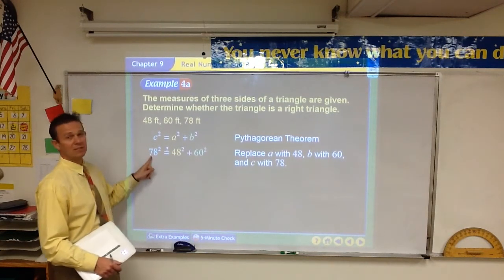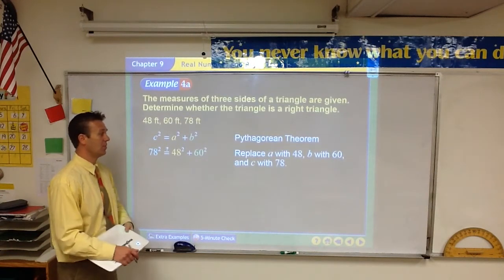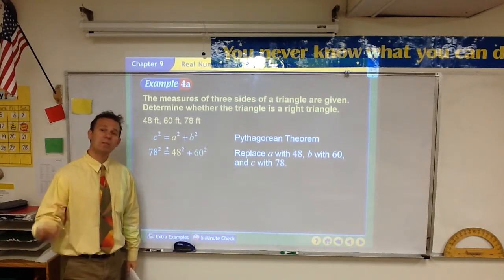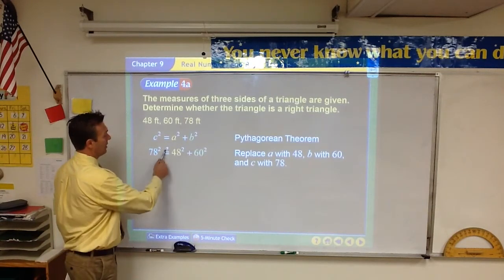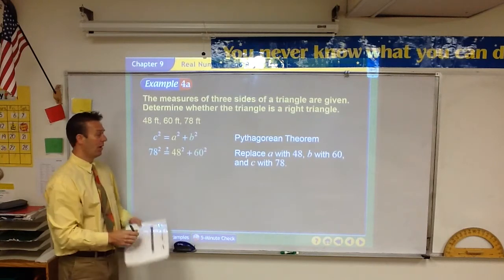So you'll notice we put 78 squared here where C is, right? And then 48 squared plus 60 squared. Now, to figure out if it's a right triangle, you notice we have a question mark right now. We want to know, does this equal this? And that's what we're going to try and figure out.